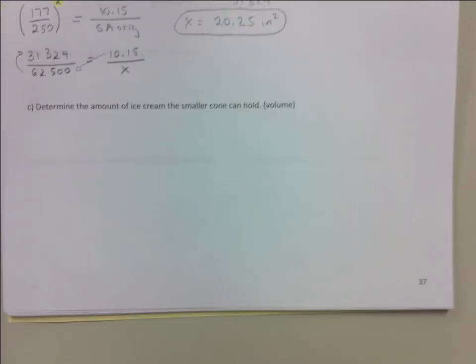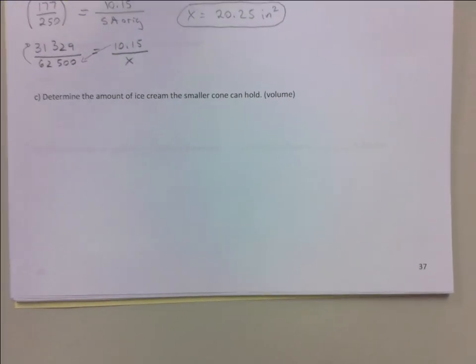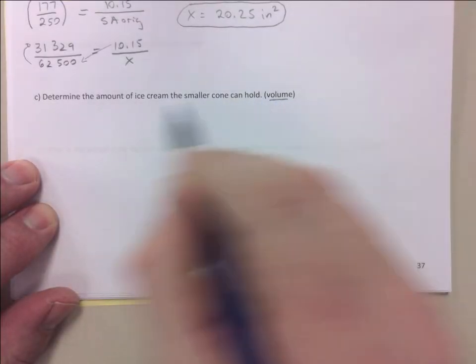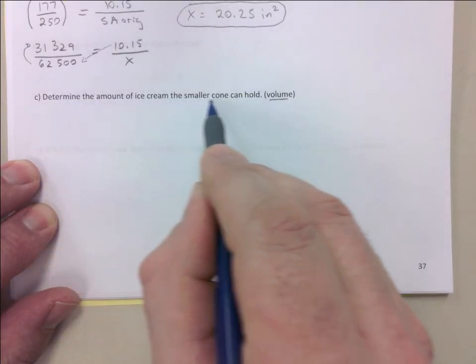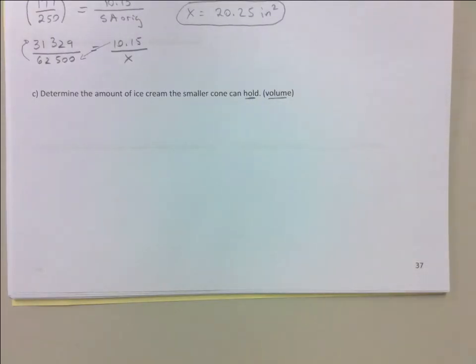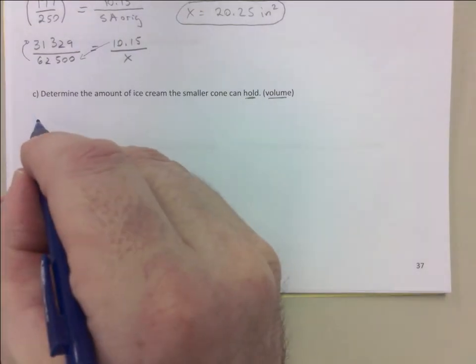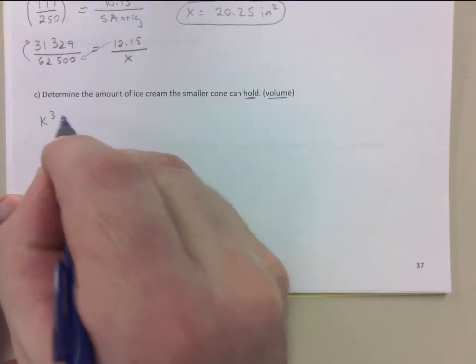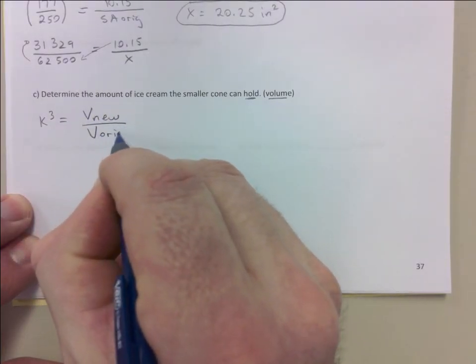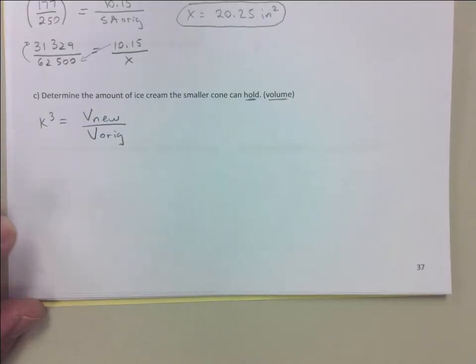Okay, next. The volume. So we're dealing with volumes. It's once it determines the amount of ice cream the smaller cone can hold, right? If you're filling something, if you want to know how much it can hold, we're talking volume. So it's K cubed, volume of new, volume of original. And that's a terminology I use now because it suits the scenario better, new and original.